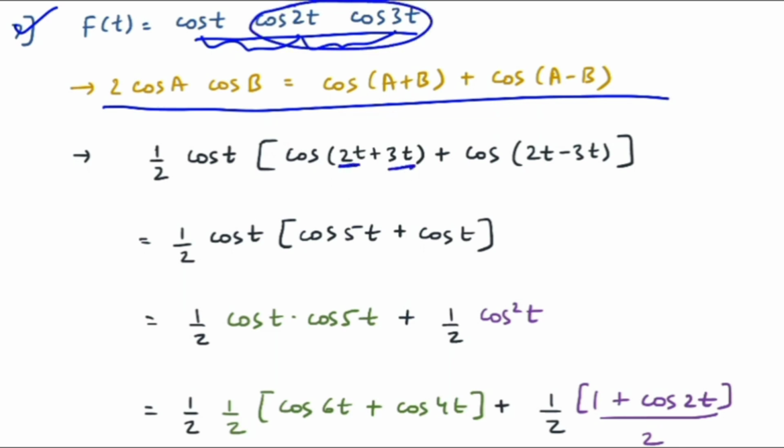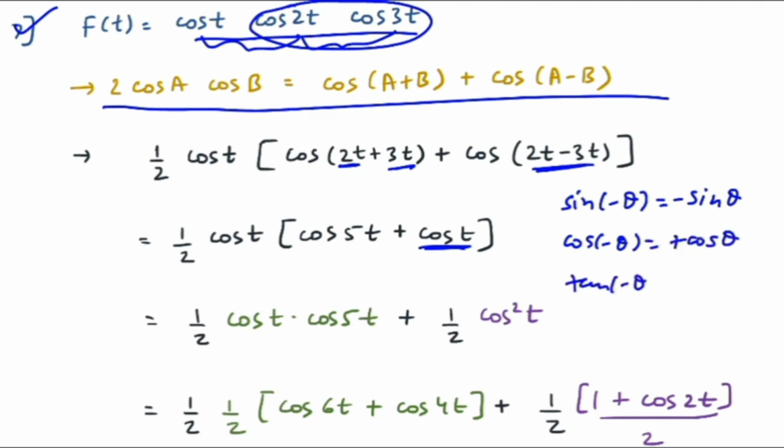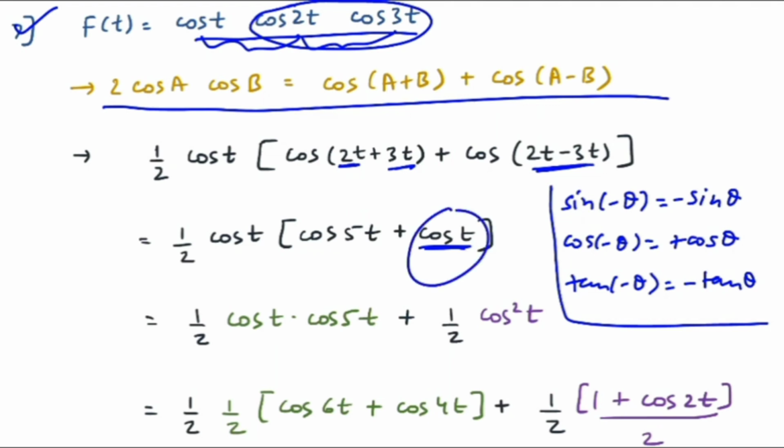Now you have to make one more note. Why? Because whenever you see this cos of 2t minus 3t, which means cos of minus t, then how did it become cos of plus t? So here you have to make a note: if you have sine of minus theta, then the answer is minus sine theta. But if you have cos of minus theta, the answer is plus cos theta. And also for tan of minus theta, which is nothing but sine of minus theta upon cos of minus theta, you know the answer. The answer is minus tan theta. So these are the important relationships you should know while doing the simplification. So here you will get the plus cos t term and not minus cos t.